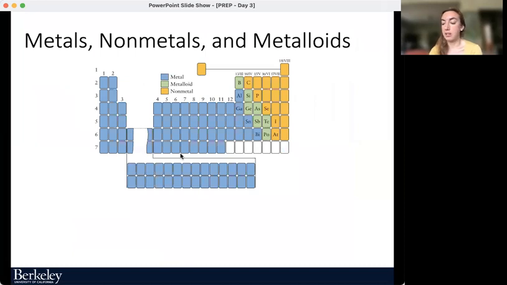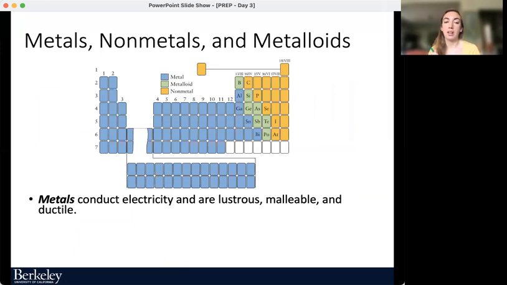Like I said, the periodic table sorts elements by properties, more or less. And so the ones on the left are metals. So metals conduct electricity and are lustrous. That means they're shiny. They're malleable, which means you can bend and shape them. And they're ductile, which kind of means that with some amount of effort, you can shape them into a wire.